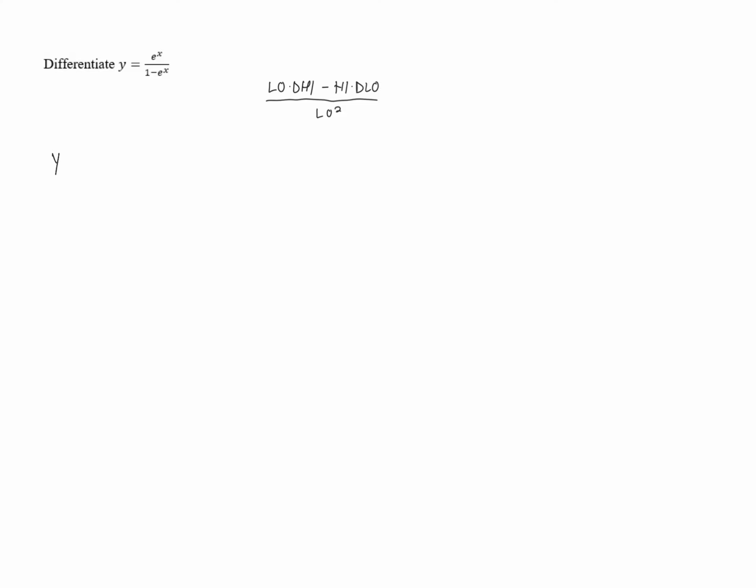So when we're differentiating this, y prime of x is going to be the lower function, 1 minus e to the x, times the derivative of the higher function, the derivative of e to the x is itself, minus the higher function, e to the x, times the derivative of the lower function. Well, the derivative of 1 is 0, so we've got minus e to the x, and the derivative of negative e to the x is just negative e to the x, so we've got minus e to the x there, all over the lower function squared. So this is going to be 1 minus e to the x all squared.